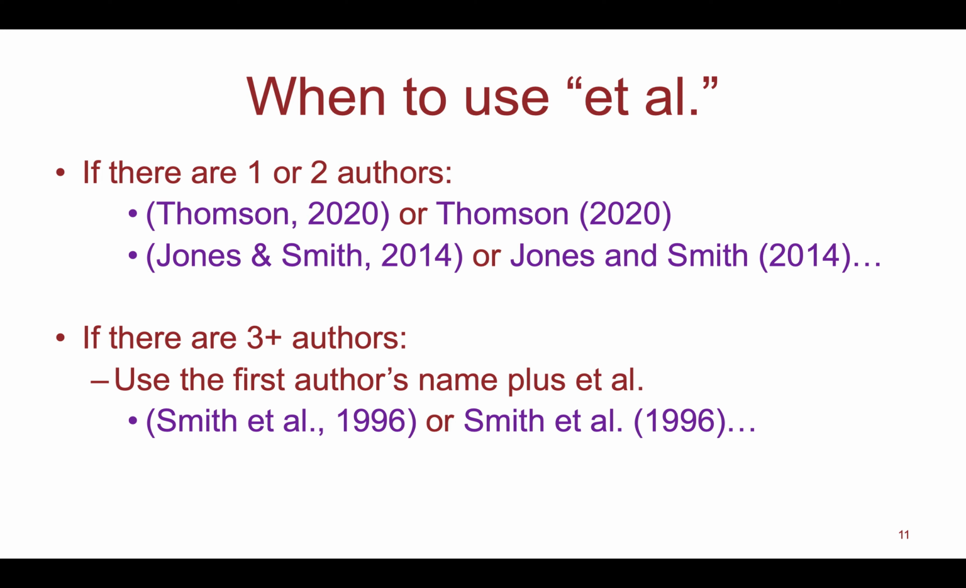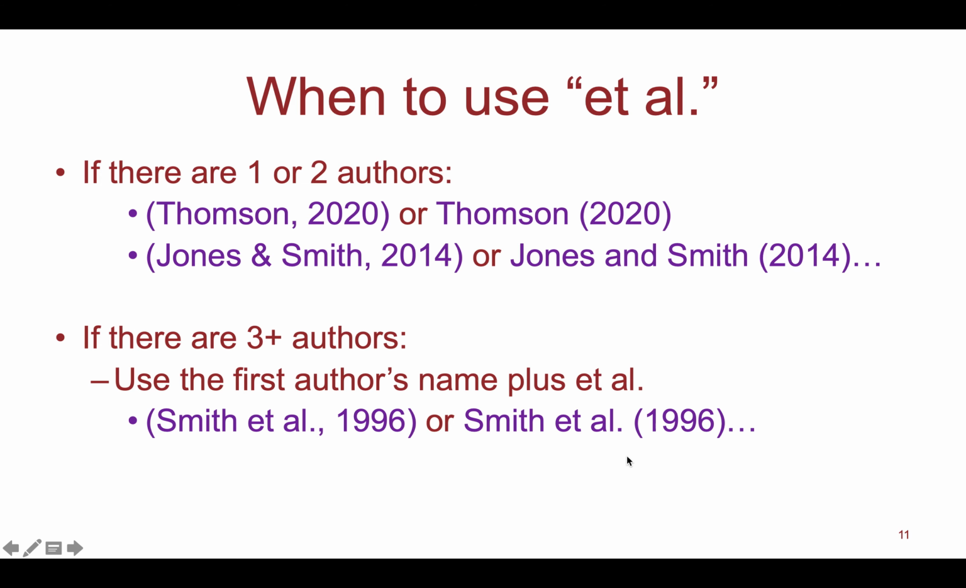With three or more authors, you simply use the first author's name plus et al. So in this example, we might have Smith and three or four other authors, but you would just list Smith et al. 1996. Again, you can do this either in parentheses separated by a comma, or you can have Smith et al. outside of parentheses with the year in parentheses.